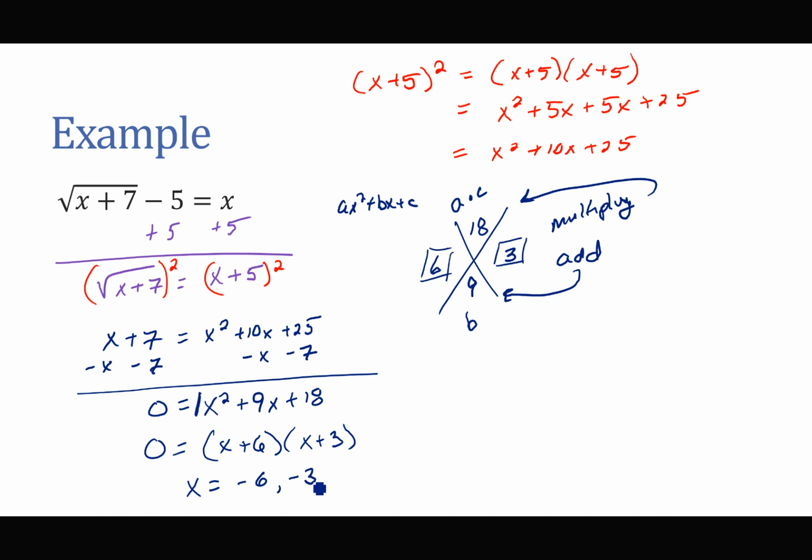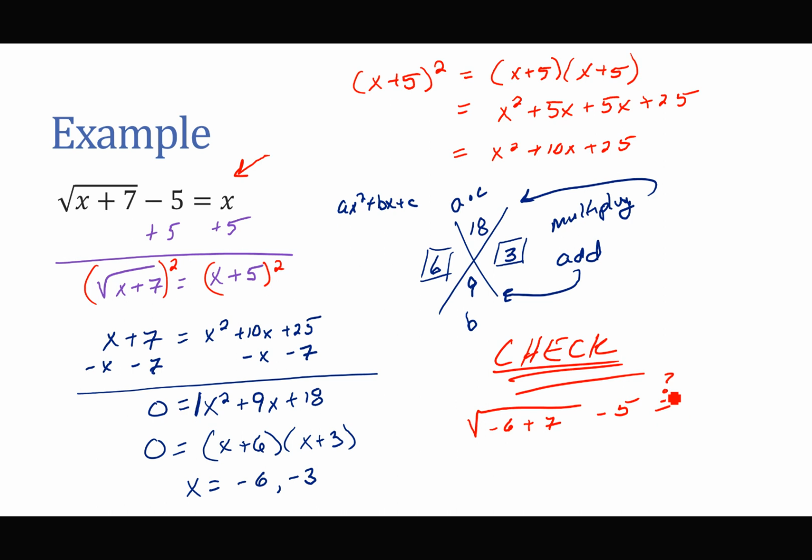-6 and -3. So we got all the way down to step 3 of solving multiple variable equations, and now we have to check. No way around it, you have to check. So I'm going all the way back to my initial problem here. All right, and I'm going to put in for x being -6. So the square root of -6 plus 7 minus 5, I'm trying to figure out, okay, does that equal x, which was my -6?